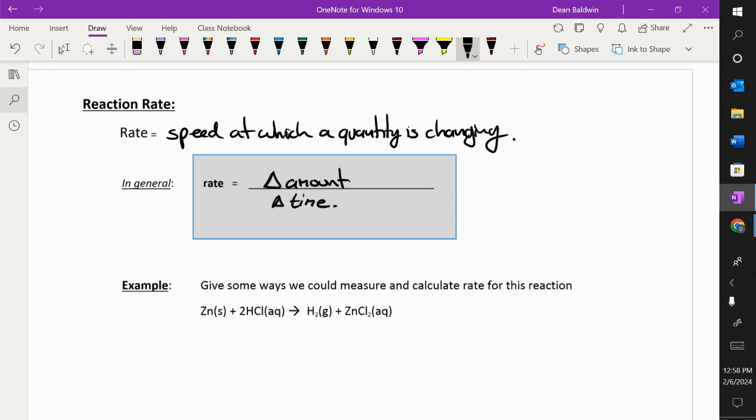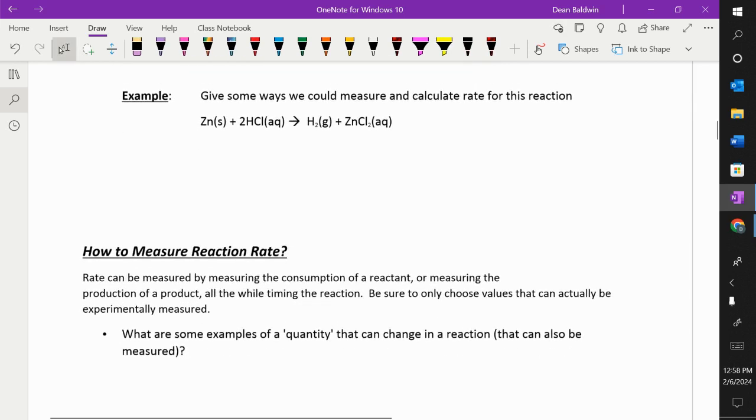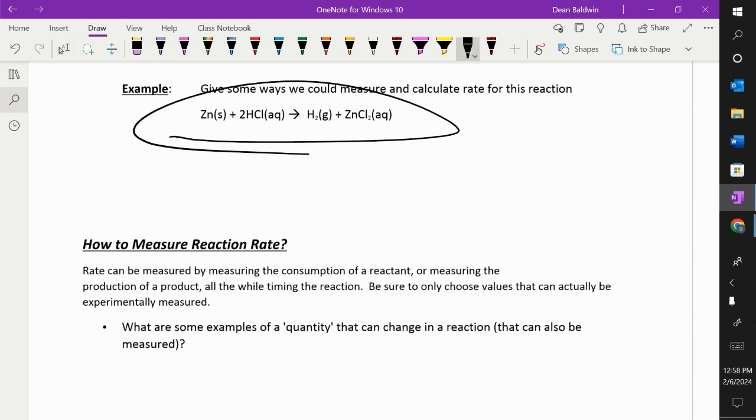Okay. So there's lots of different ways. Let's look at some examples. How do you measure reaction rate? All right. So if we look at this little reaction right here: zinc solid plus hydrochloric acid produces hydrogen gas and zinc chloride aqueous solution. What are some ways that you could think of to measure the rate of this reaction?